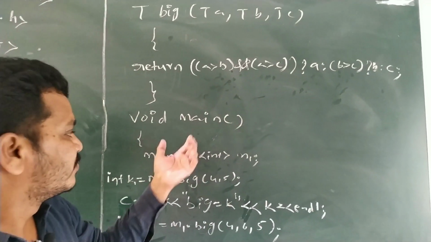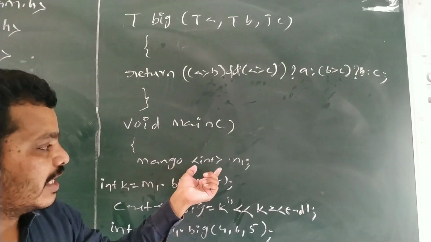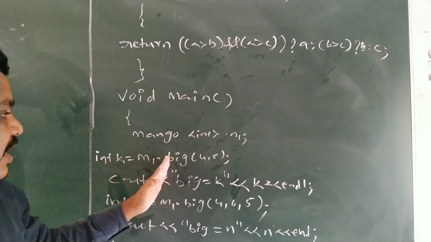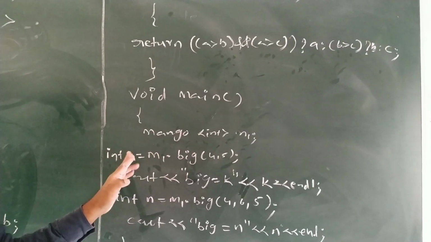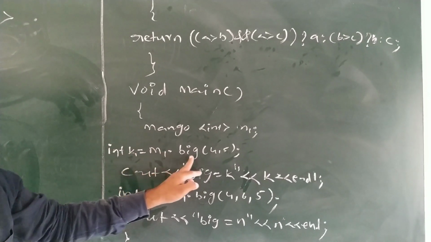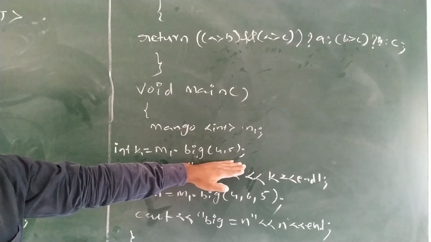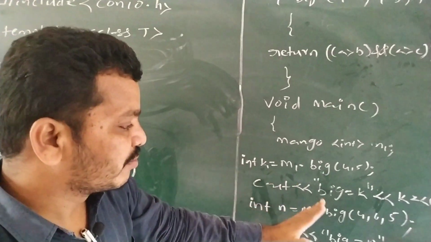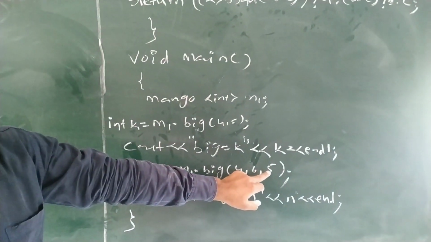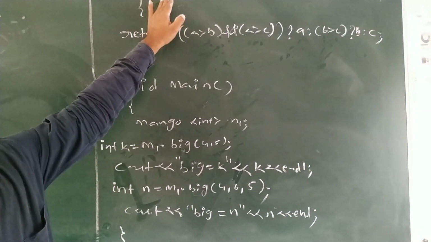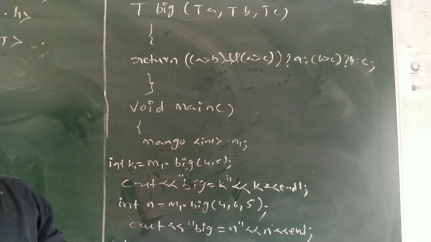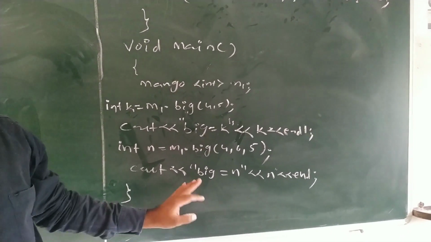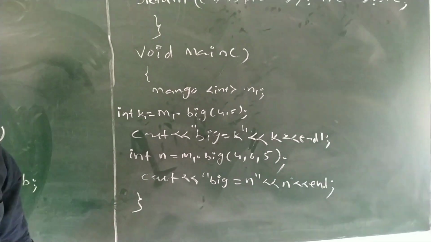Here in the main function, we create an object for the mango class, m1. Then to find the result and store it in k, m1 dot big 4 comma 5, two variables. Control directly goes to the big function with two variables. When I give three variables, control goes to the big function with three variables. Then it is processed and finally it gives the result, which one is the big value. So this is the use of class templates in C++.